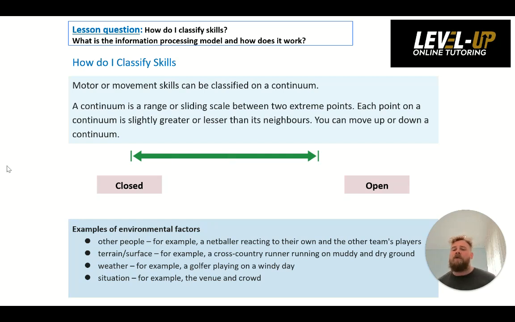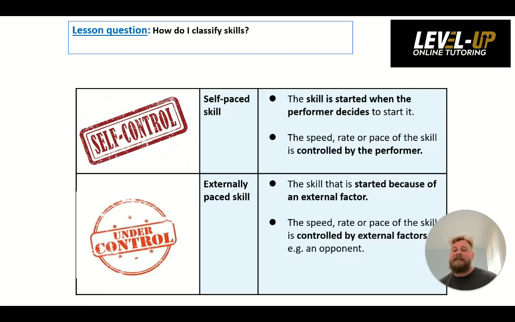So, examples of environmental factors. We could have other people, for example, a netballer reacting to their own or the other team's players. We could have terrain or surface, for example, a cross country runner running on muddy or dry ground. The weather, for example, a golfer playing on a windy day, or the situation, for example, the venue or the crowd.